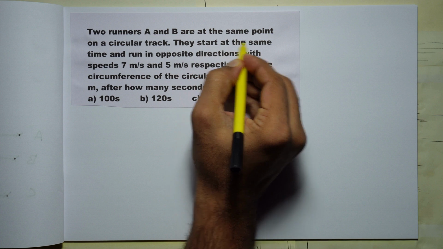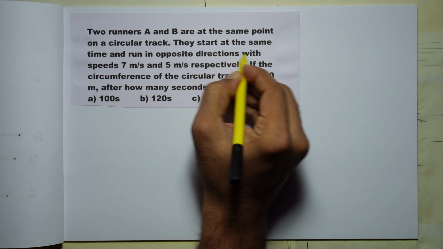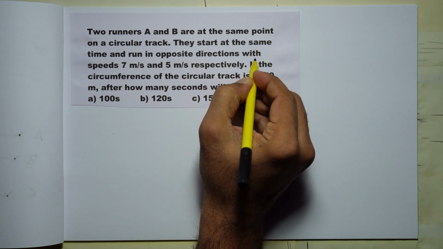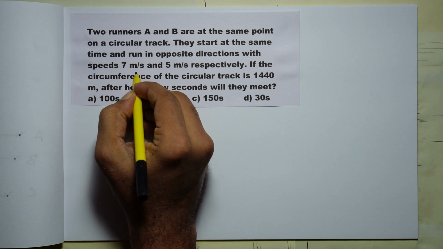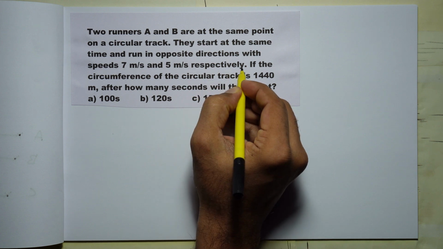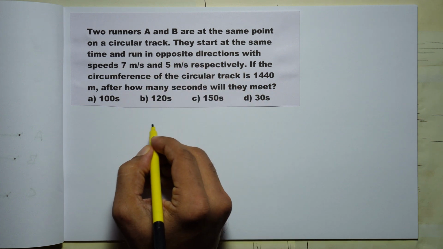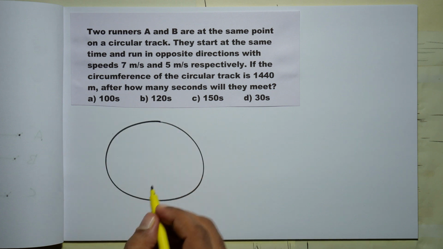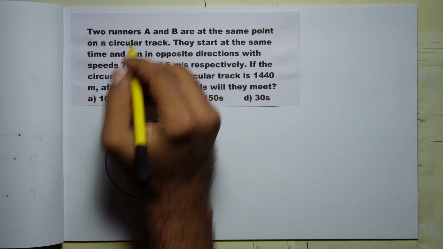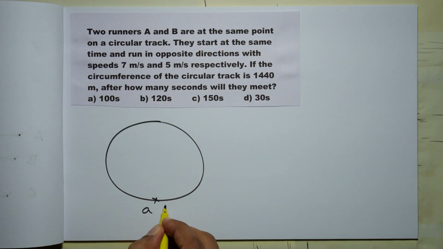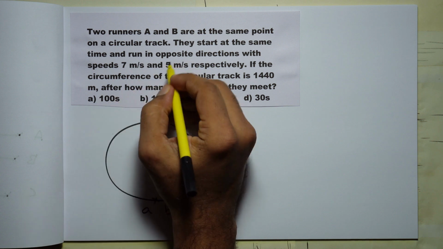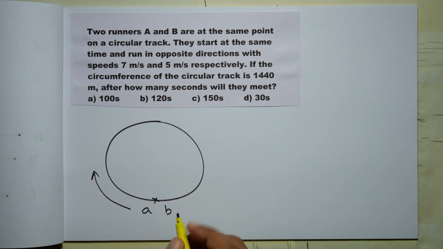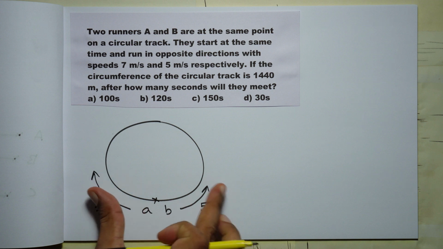Two runners A and B are at the same point on a circular track. They start at the same time and run in opposite directions with speeds 7 meters per second and 5 meters per second respectively. So we'll just represent all this data here. So you have a circular track like this. Now assume that this is the starting point. So two runners A and B are at the same point. So A and B are both here. Now they are running in opposite directions. So I'll just assume that A is running in this direction and B is running in this direction. Now A speed is 7 meters per second and B speed is 5 meters per second. Now you can see that they are moving in opposite directions.